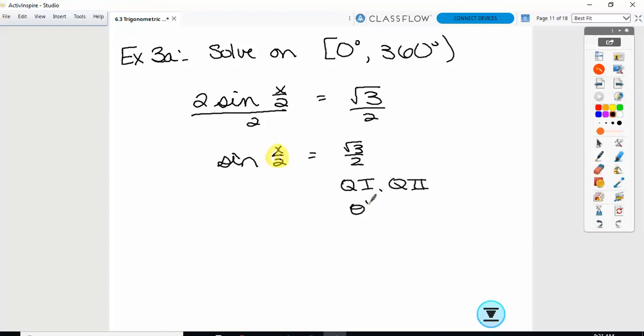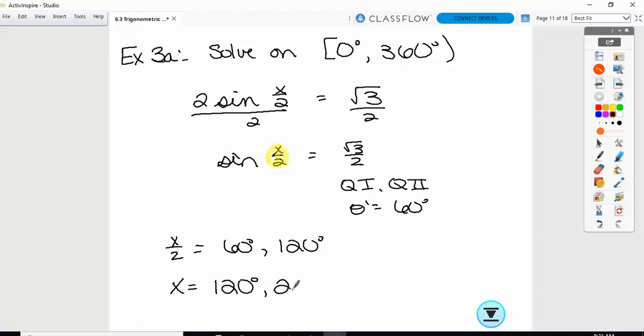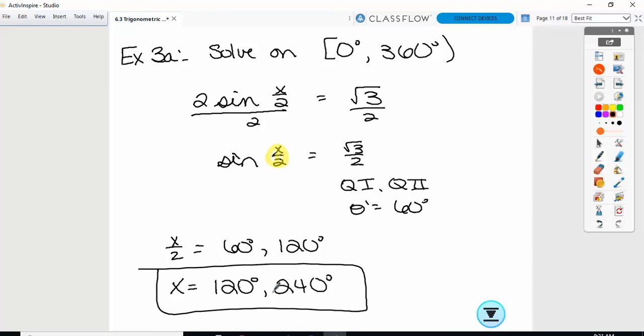Quadrants, when is sine positive? Reference angle, when does sine equal radical 3 over 2? 60. Okay, so x over 2 equals 60 degrees in quadrant 1 is 60. In quadrant 2, 120. So then what do we do to get x? So 60 times 2 is 120. 120 times 2 is 240. Do both of those fall between 0 and 360?